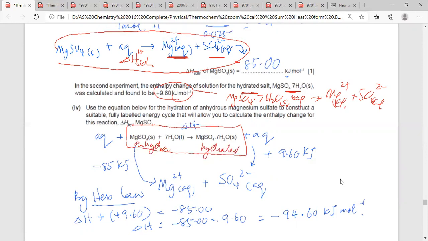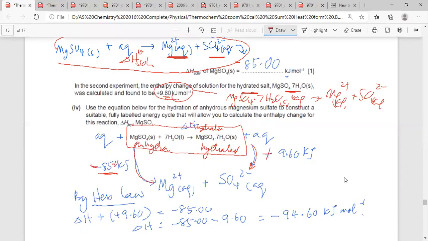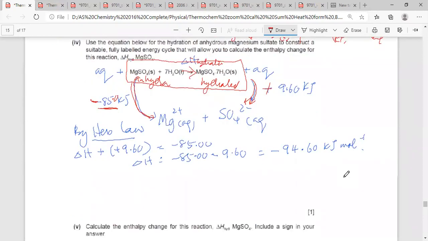This is a heat of hydration. See now, okay? This is the first one you did the experiment, right? It's minus 85. Here they give you 9.6 here. This is positive. This is negative. This is 0.0, okay? So by Hess's law, this plus this equals this. Very simple. Then you can find your heat of hydration of anhydrous magnesium sulfate.